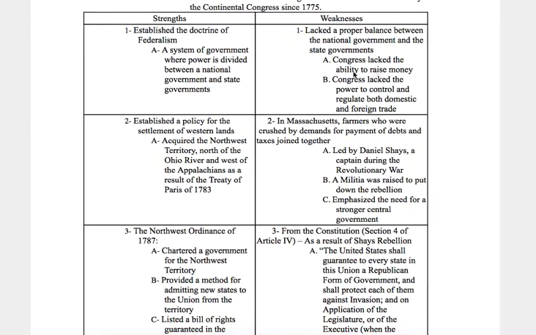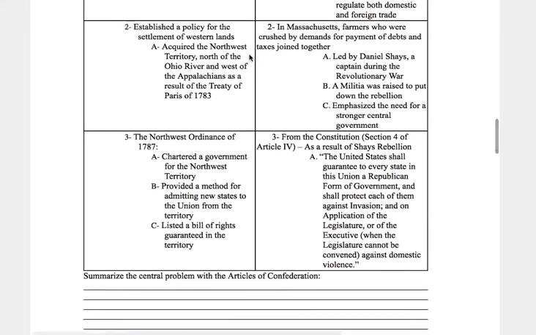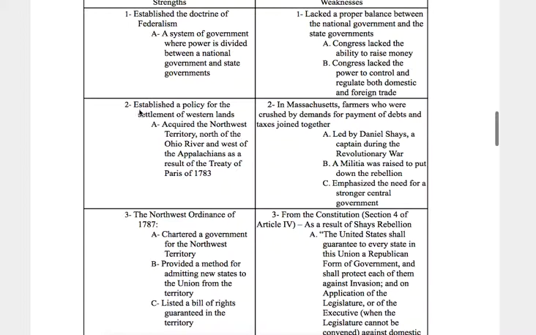Congress lacked the ability to raise money, and Congress lacked the power to control and regulate both domestic and foreign trade. Strength 2. Established a policy for the settlement of Western lands acquired in the Northwest Territory, north of the Ohio River and west of the Appalachians, as a result of the Treaty of Paris in 1783.